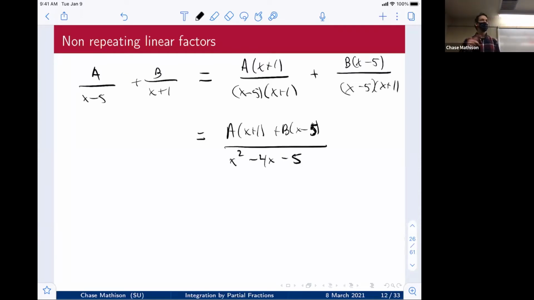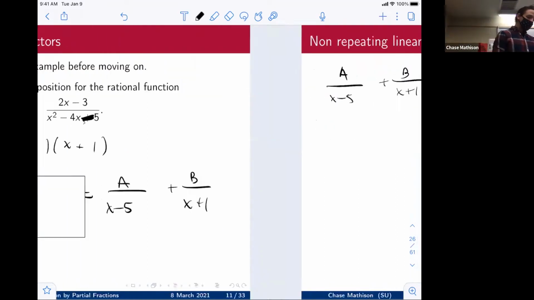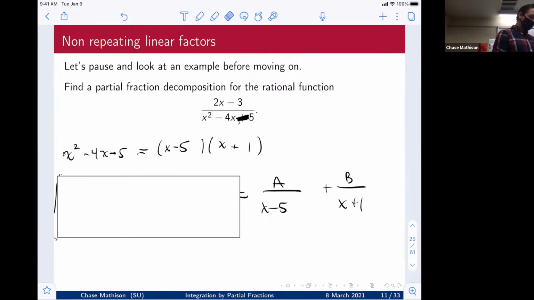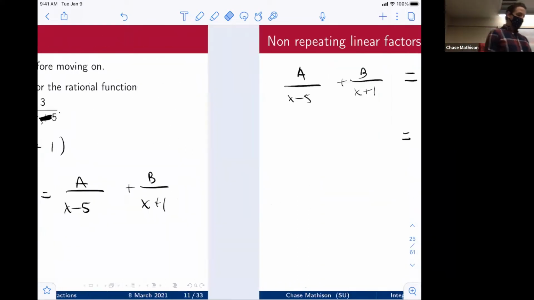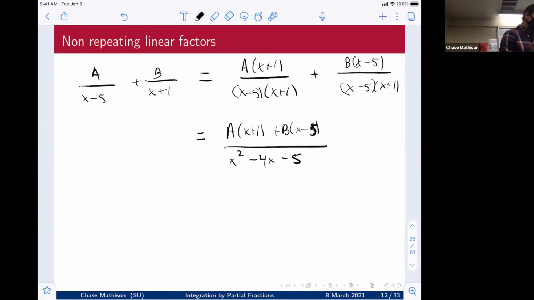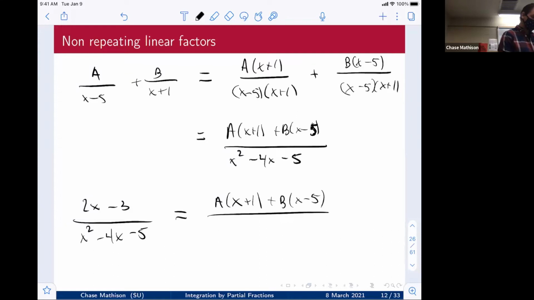And it seems like I just went around in a circle, right? Why did I do that? We broke this down and then we put it back together. But now I'm going to remember where this came from. This came from 2x minus 3 over x squared minus 4x minus 5. So I want to pick A and B so that 2x minus 3 over x squared minus 4x minus 5 is equal to A times x plus 1 plus B times x minus 5 over x squared minus 4x minus 5, right?